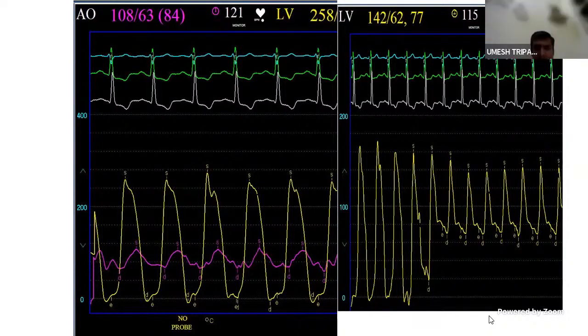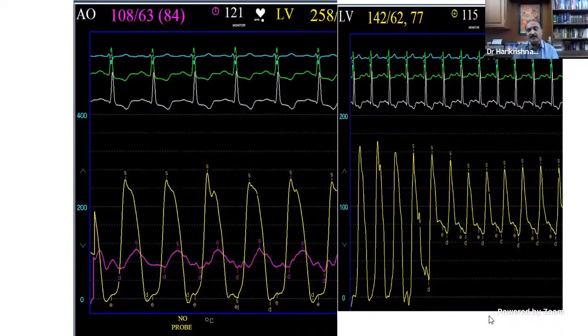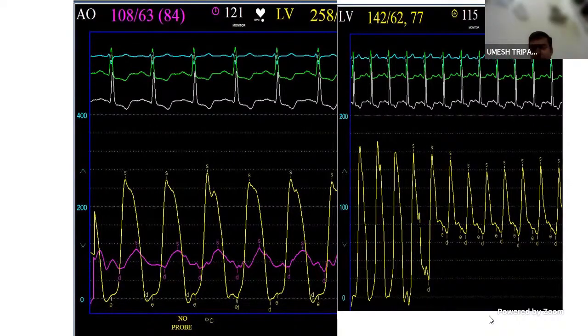What is the type of tracing? Is it a pullback, simultaneous? So it's a pullback tracing, sir. It's a pullback tracing, and we are moving from the LV into the proximal ascending aorta, and we can see that the pulse pressure has widened. So most likely it was aortic stenosis and the balloon dilatation was done, and it has led to AR.